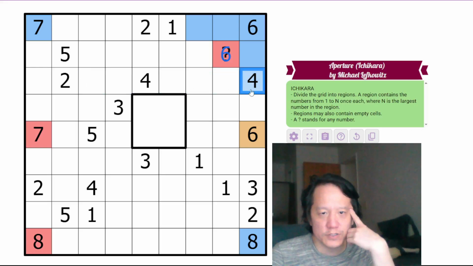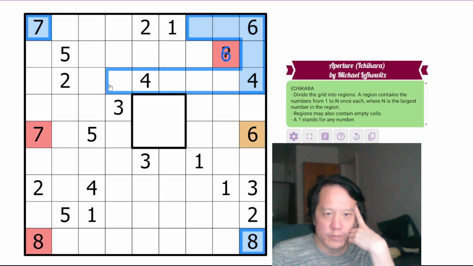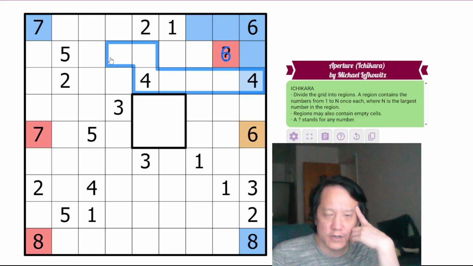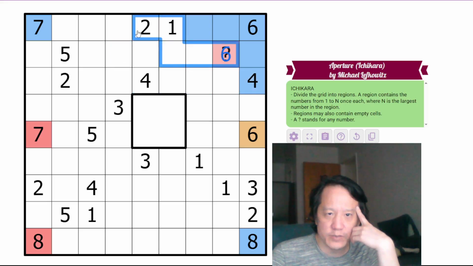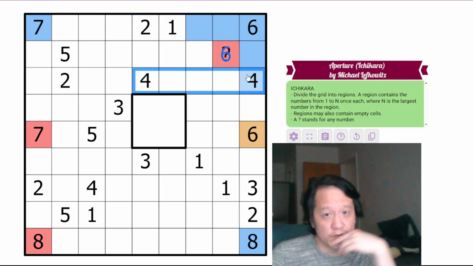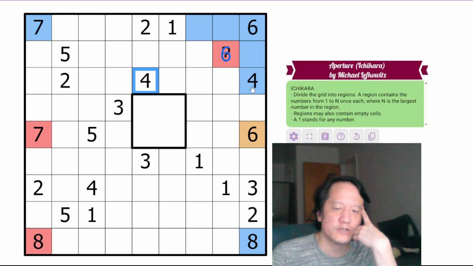And if it connects this way, it will block the orange from a 5. So blue is guaranteed at least to go this way. Red is guaranteed at least to go... I guess blue could go something like here. Red could go something like there. But blue doesn't actually have to go there. In fact, it can't. So if red goes here, if blue tries to go this way, it's blocked by this 4. So blue's going to have to do something like this.